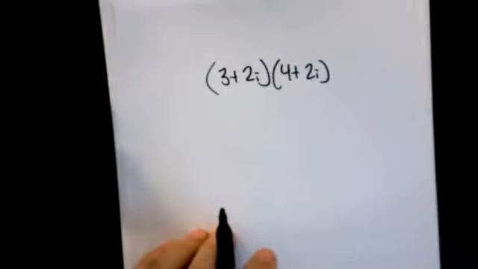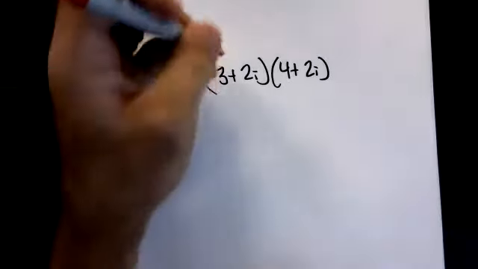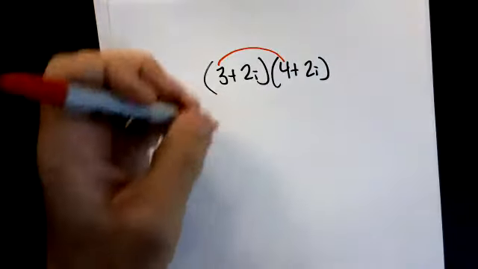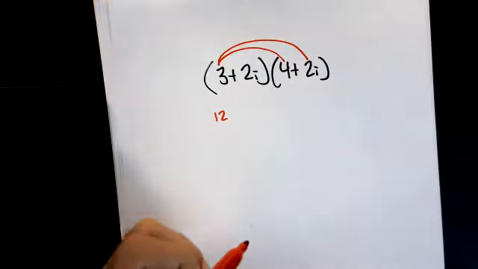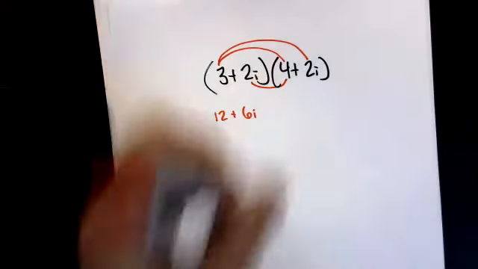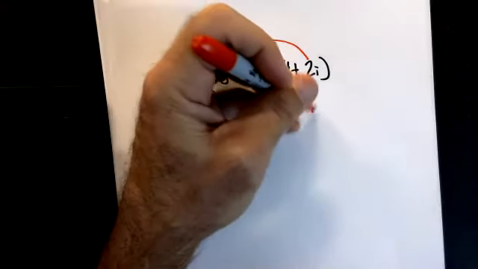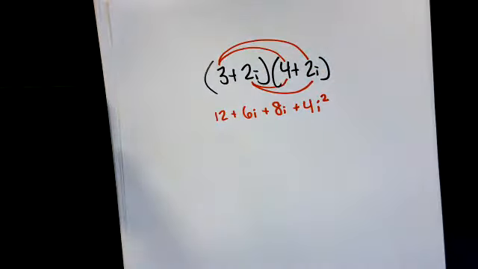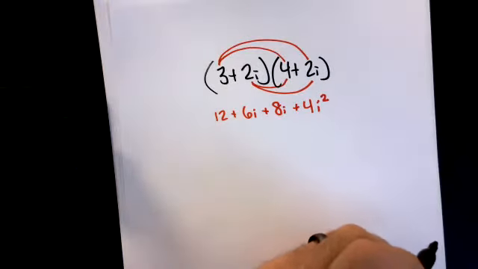Okay. If they told you to multiply these two things together, multiplication requires distribution. You got to multiply 3 times 4, which is 12. You got to multiply 3 times 2i, which is 6i. You got to multiply 2i times 4, which is 8i. And then you've got to multiply 2i times 2i, which is 4i squared. All right. 12 plus 6i plus 8i plus 4i squared, no big deal.